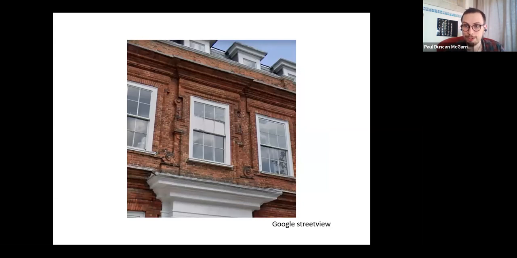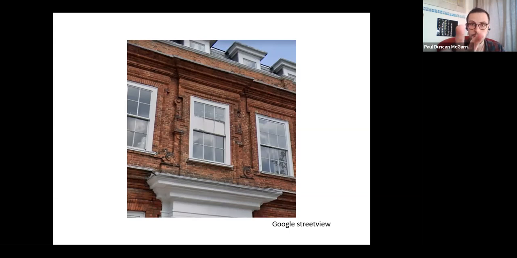This is from Google Street View to show you that the assets that you can use are widely available. You can get very close into them. You don't even have to visit these buildings to have a look at them before you go and actually record them in person. And it gives you an idea again of the things that you might be looking at.